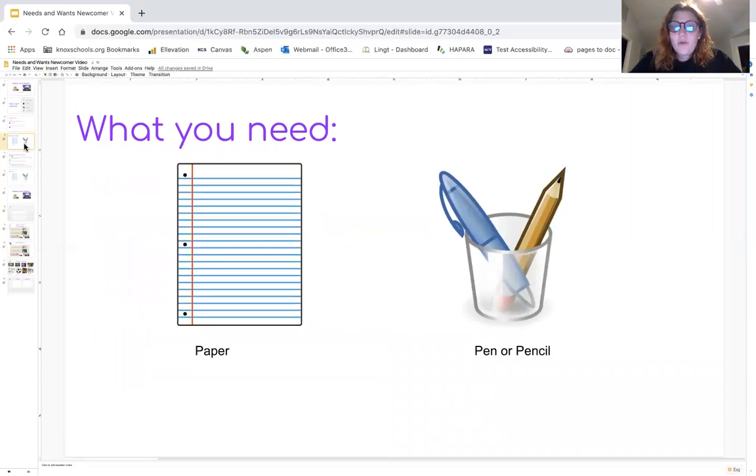Okay, what you are going to need for today's lesson is paper and pen or pencil. You need 2 sheets of paper and a pen or pencil.